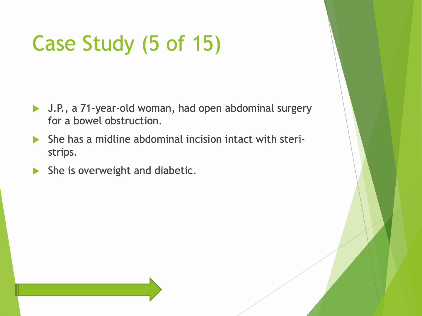So of course here we have JP, a 71-year-old woman, had open abdominal surgery for a bowel obstruction. Never good. Midline abdominal incision intact with steri-strips. She is overweight and diabetic. So obviously, if you're overweight and you have an abdominal incision, depending on where that abdominal incision is, this one, I can tell you, usually for bowel obstructions usually happen at midline or slightly lower. And usually if you are overweight, you have the classic quote-unquote dunlap or fat patch, or what do they call them?